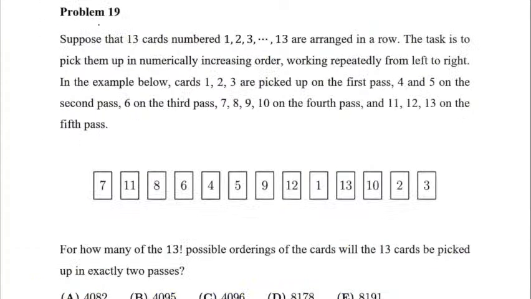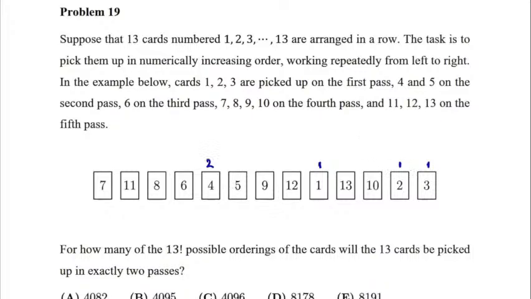AMC 12A 2022, problem number 19. Suppose that 13 cards numbered 1 to 13 are arranged in a row. The task is to pick them up in numerically increasing order, working repeatedly from left to right. In the example below, the cards 1, 2, 3. Let me explain, it's a little hard to understand this problem. For example, we take 1 in the first step. Also, we can take 2 because it is on the right of 1, increasing order. 2, we can take 3, but 4 is on the left of 3. So in the first pass, we only take 1, 2, 3.